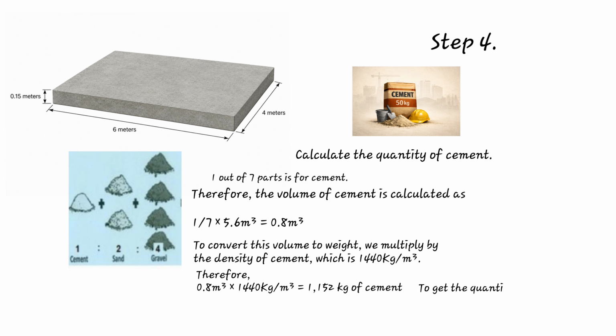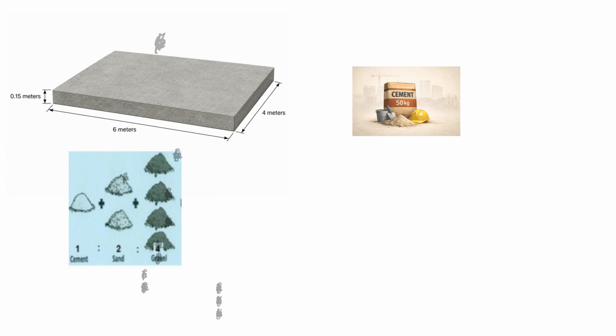To get the quantity in bags of 50 kilograms, we divide 1,152 kilograms by 50 kilograms, which gives us 23.04 bags. This is rounded up to 24 bags to prevent shortages on site.